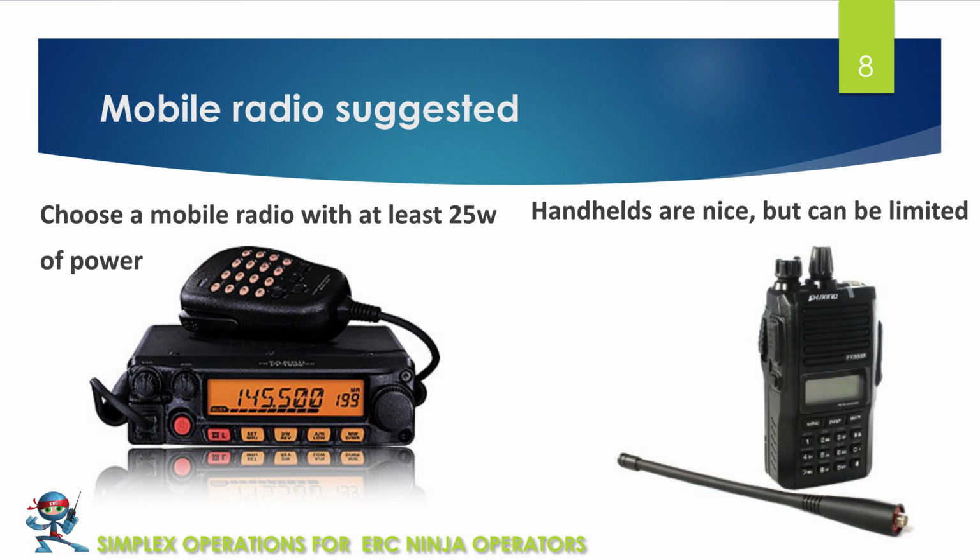For many reasons, including the need to sometimes operate simplex, your first radio really should be a mobile radio like the one on the left with a minimum of 25 watts of power. This will get you into the repeaters reliably and give you the option of transmitting simplex for a reasonable distance, especially on ERC simplex nets. You can get a handheld radio next.